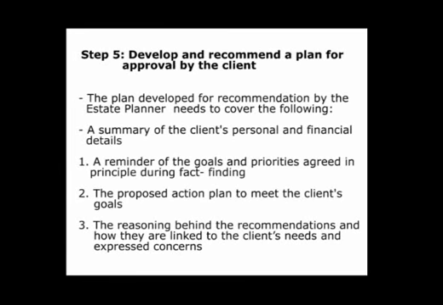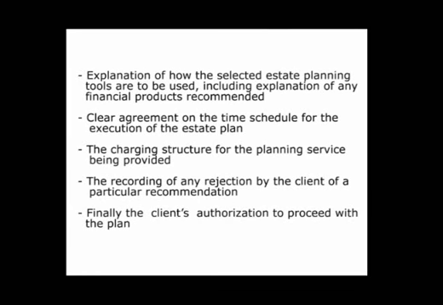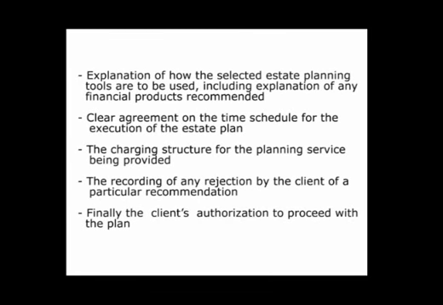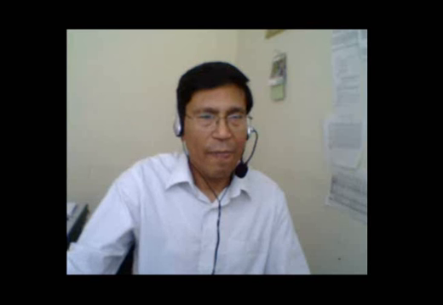The 5th step involves developing and recommending a plan for approval by the client. The plan needs to include a summary of the client's personal and financial details. It must contain the goals and priorities already agreed, and there must be an explanation of how the tools such as wills and trusts, etc., are to be used. The charging structure, as far as the planner is concerned, must also be included. And finally, the client's authorization to proceed with the plan needs to be present in the plan.